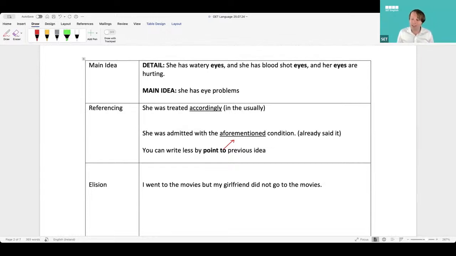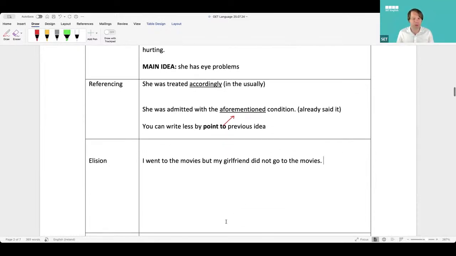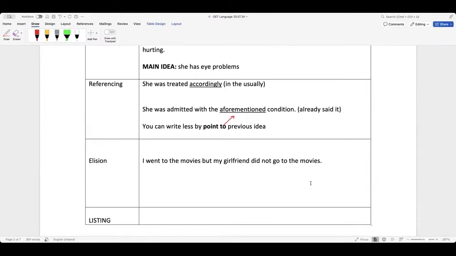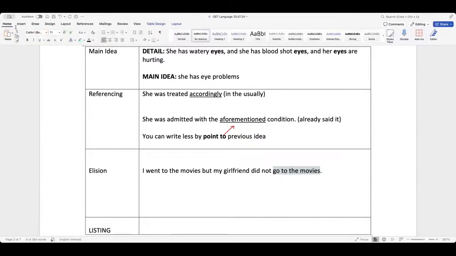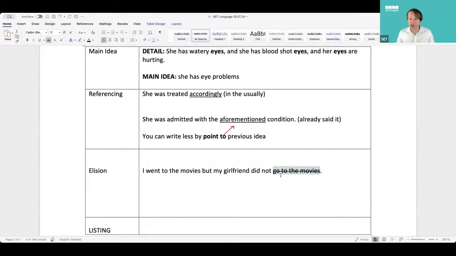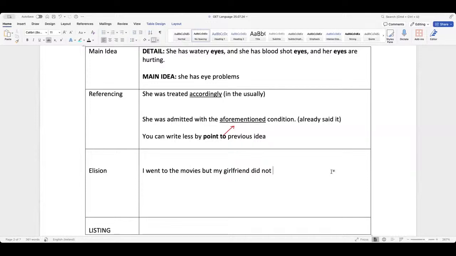But what is elision? Akua, what is elision? It's, for example, what you just said: I went to the movies, but the girlfriend did not go to the movies. The movies is being repeated. Yeah. So usually what would we say normally, guys? Normally we just say, I went to the movies, but my girlfriend did not. Didn't. Right? Yeah. So this is elision.